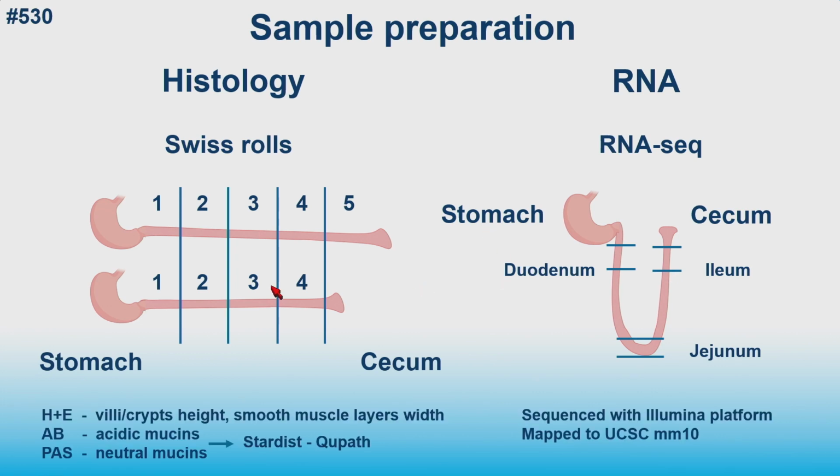From the Swiss rolls, 5 micrometer sections were prepared, and they were stained with hematoxylin and eosin so that we can manually measure the villi and crypt height as well as the smooth muscle layer thickness. They were also stained with either Alcian blue or PAS so that we're able to count the cells containing either acidic or neutral mucin respectively using the mathematical model StarDist in QuPath. The RNA was sequenced on the Illumina platform, and the reads were mapped to the mouse genome.